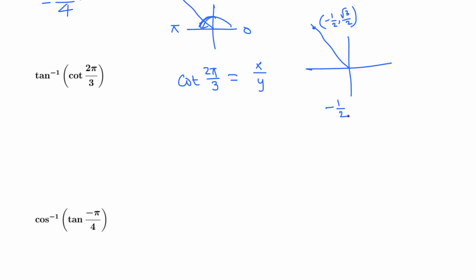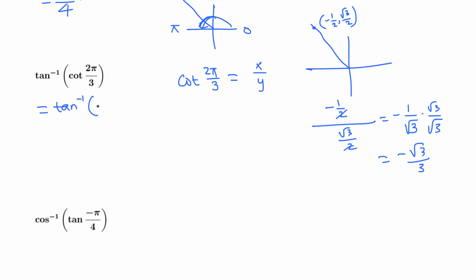So negative 1/2 divided by root 3 over 2. 2 cancel. So negative 1 over root 3. Okay, we can rationalize this. Then we get negative root 3 over root 3 times root 3, which is root 9, which is 3. So negative root 3 over 3. So this is tangent inverse of negative root 3 over 3.